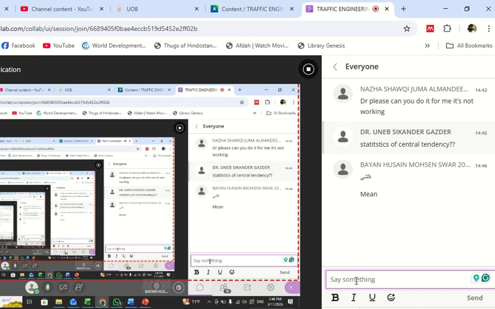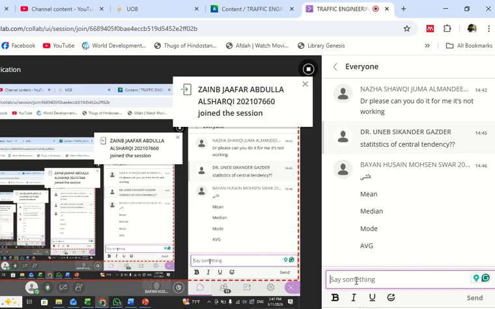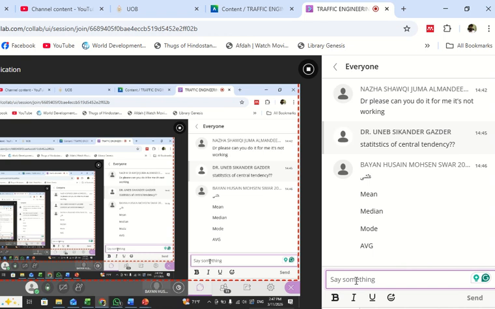Mean. Median. Mode. And there was one more thing. What was that? No. Mean and average. We didn't calculate basically any average. We just use the mean.